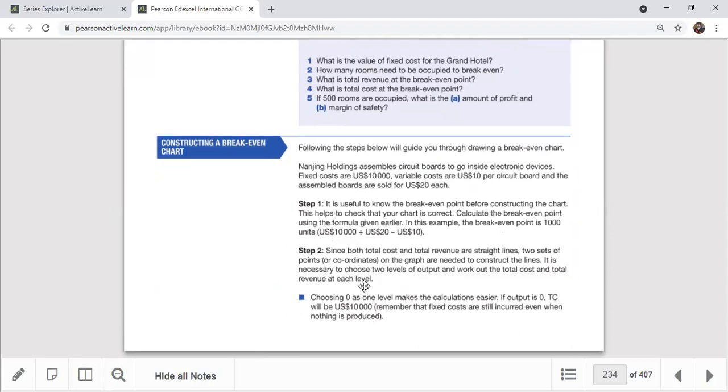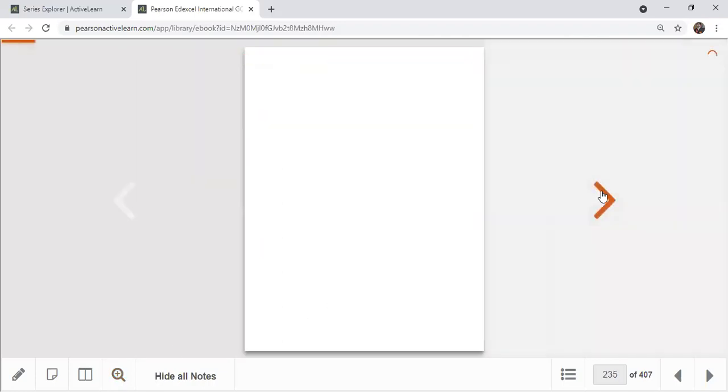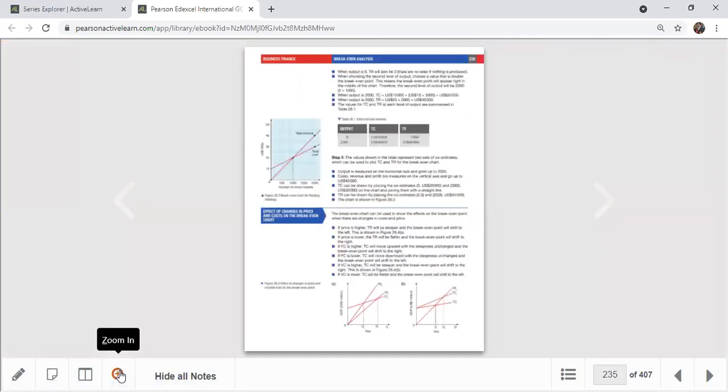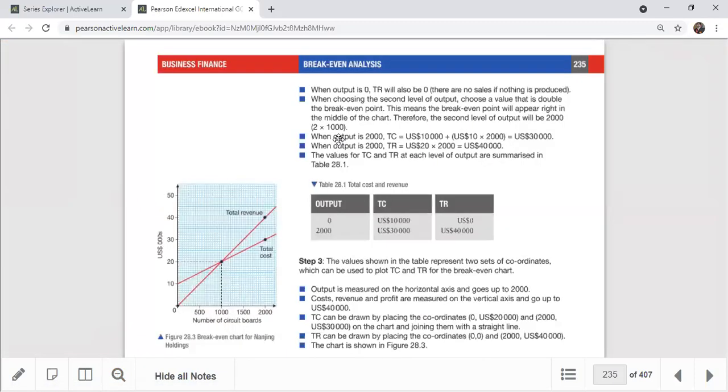Total cost and total revenue straight lines are created with coordinates, right? And then choose 0 as the level to make the calculation easier. So 0, starting with the origin. You can see the next page, that's how we are making the origin like that. And after that, when output is 0, total revenue will be 0, right? Like this point, total revenue we can draw like that.